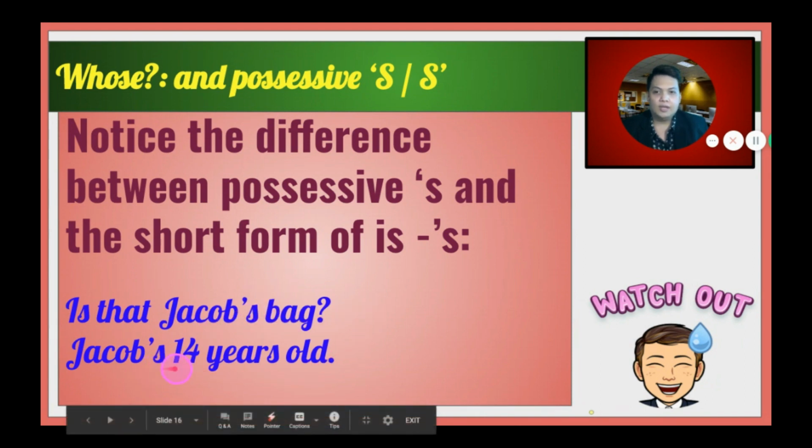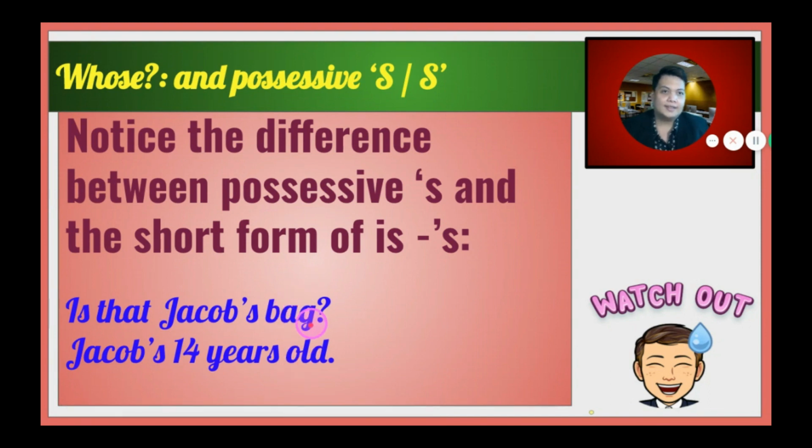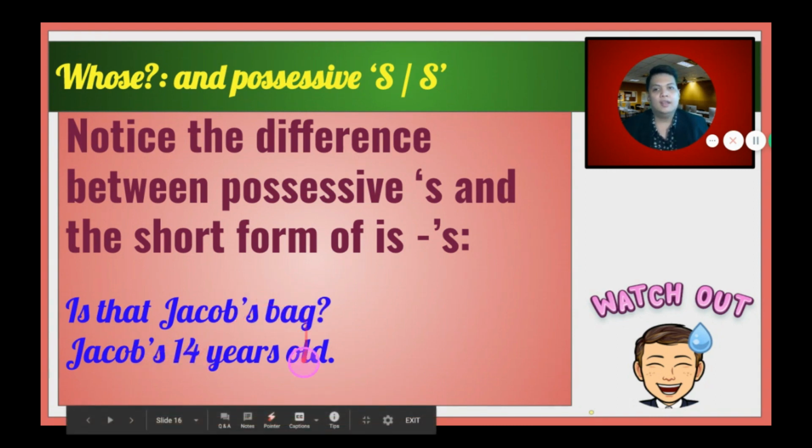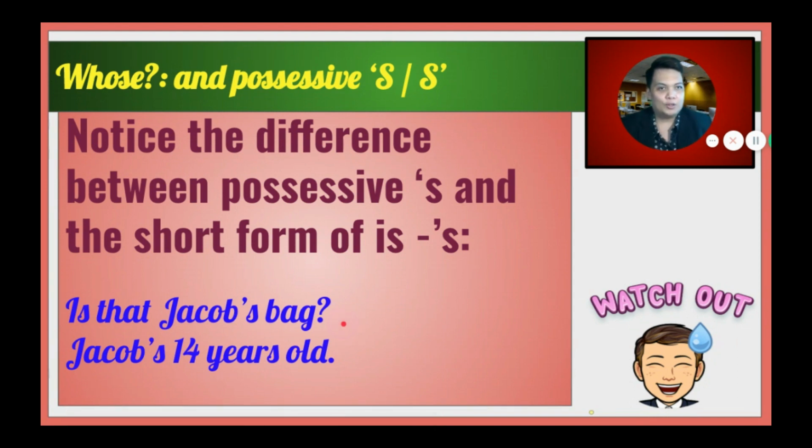Now here, Jacob's 14 years old. The apostrophe s here is the short form of is. So these two are not similar. Actually, they mean different things. Although you see apostrophe s, it doesn't mean that both of them are talking about possession. I just wanted you to be aware of that.